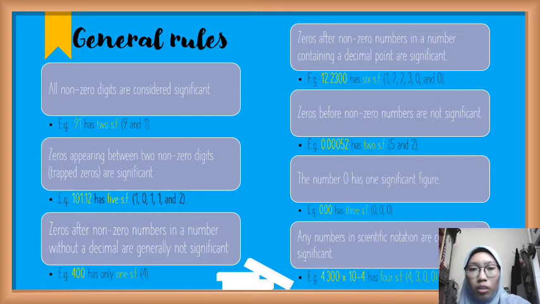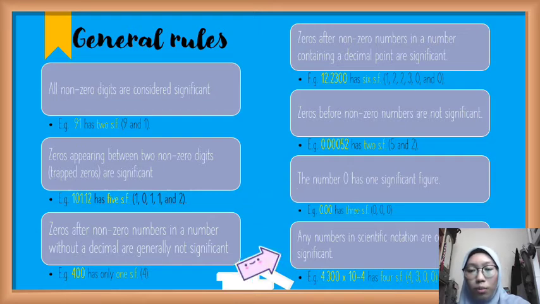Okay, proceed to the sixth rule. The number 0 has one significant figure. So, 0.00 has 3 significant figures because each of the 0s counts as one significant figure. So, we have 1 significant figure, 2 significant figures, and 3 significant figures.